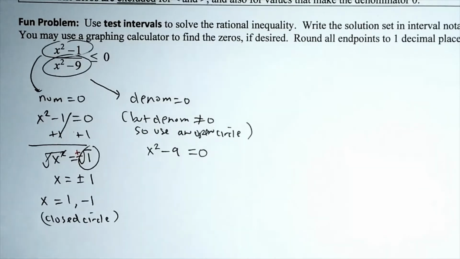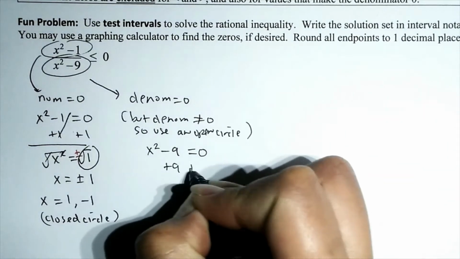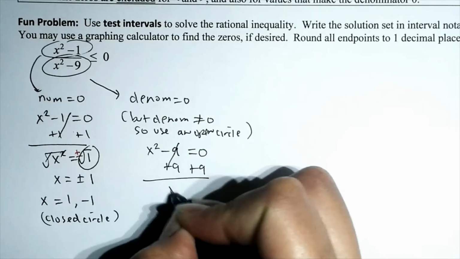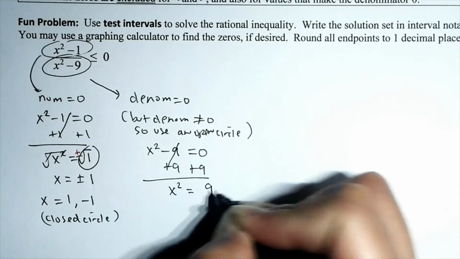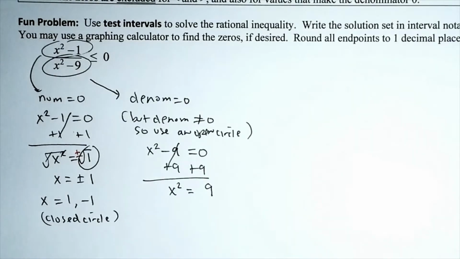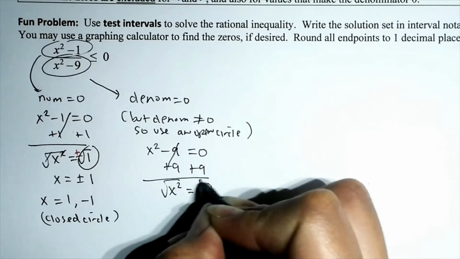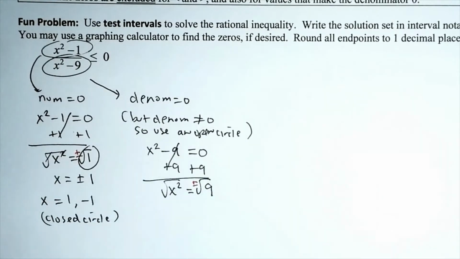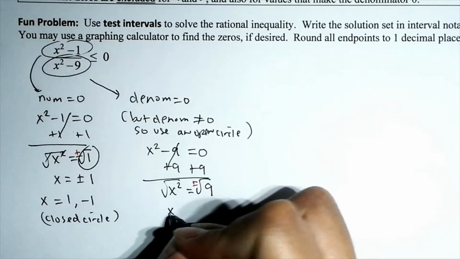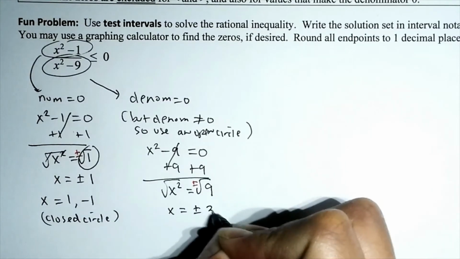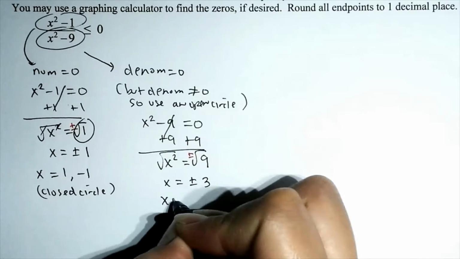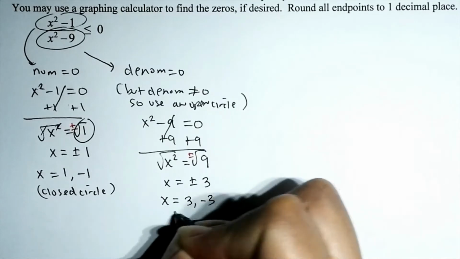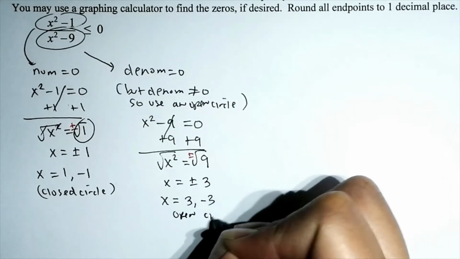So let's go ahead and isolate the squared part by adding 9 to both sides. And then we apply the square root property by taking the square root of both sides. So to undo the square, we're going to take the square root, and then at this point, we're going to put plus or minus. Okay, so we have x equals positive or negative 3. So let me go ahead and write it. So we have x equals 3, negative 3, and we have to use an open circle.